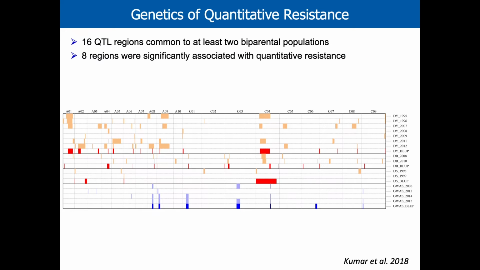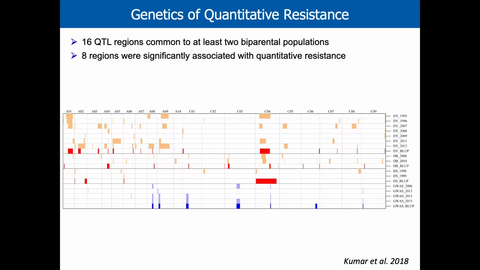Here you have the schematic representation of the results with all the chromosomes indicated on the top of the figure. Each line is a QTL detected per year or on BLUP in dark colors. The QTLs detected in the biparental populations are indicated in orange or red, and the QTLs detected through genome-wide analysis are indicated in blue. 16 QTL regions were common to at least 2 biparental populations.